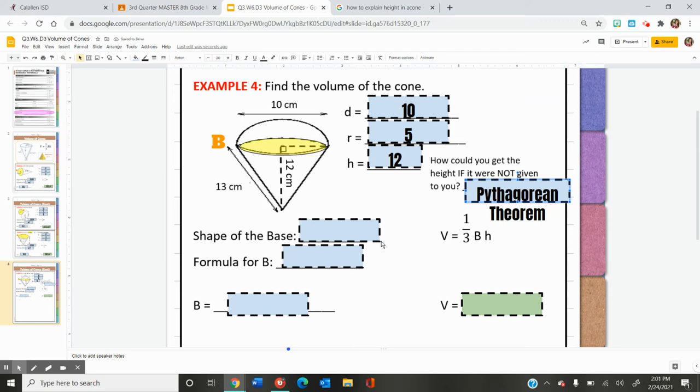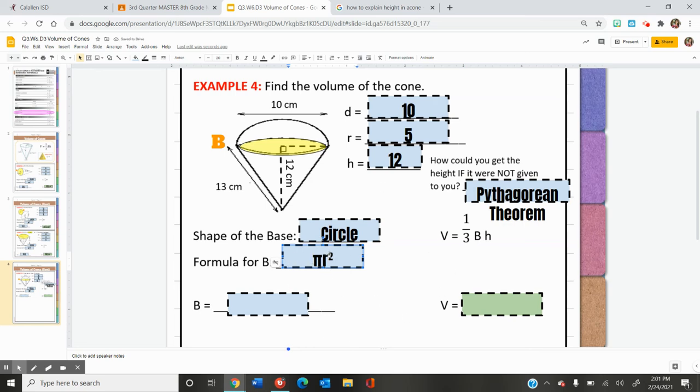Okay, so again, the shape of our base is a circle. Now, the area of a circle, which is the formula for big B, is going to be pi times r squared. So we're going to hold the Alt key 227, and I'm multiplying this by r squared, which is to the power of 2, which is going to be Alt 0179. I'm sorry, that was cubed. Squared is going to be Alt 0178.